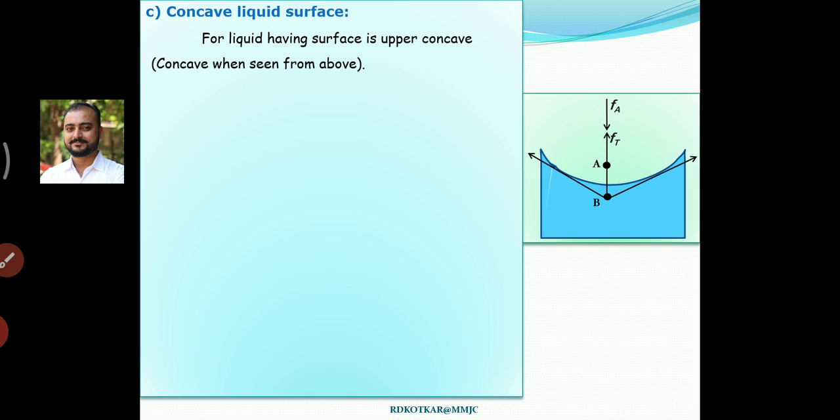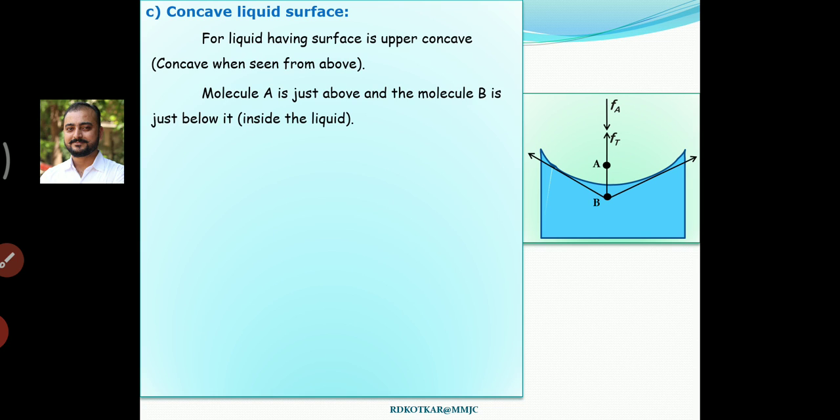Again we are going to consider the same liquid surface. Okay, for a liquid having an upper concave surface, when you are looking from the top or from above, you will observe that it has a concave meniscus. Okay, so molecule A is present just above the molecule B.